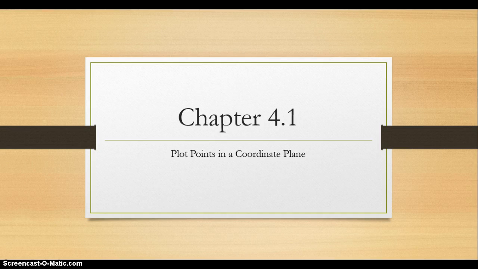This is chapter 4.1, plot points in a coordinate plane. And this chapter isn't very long, but very informational and very important for the rest of the chapter. Actually, it's chapter 4 and chapter 5, so very important. So on Monday, it's very important to bring graph paper to class as well.